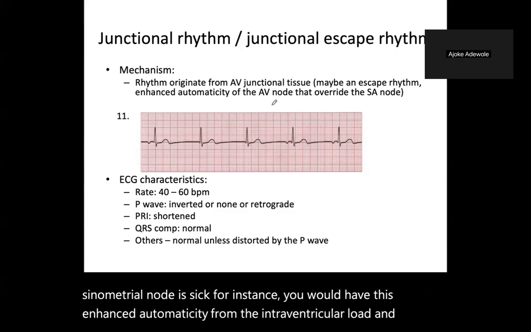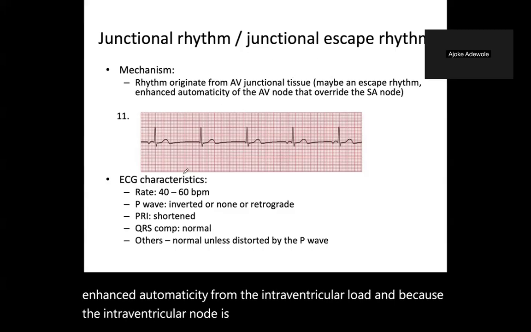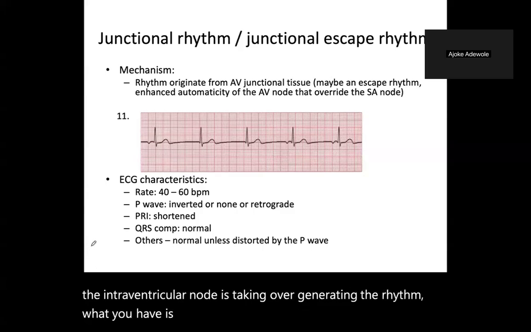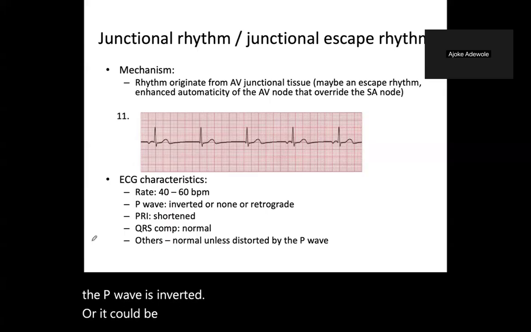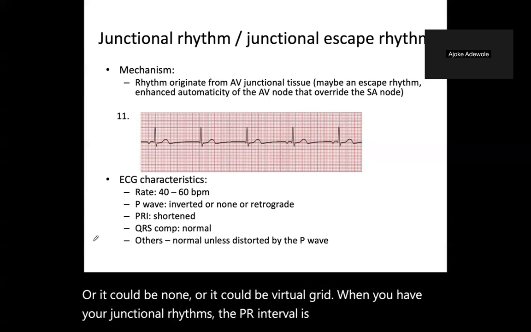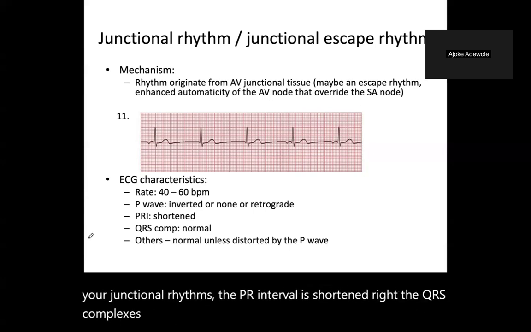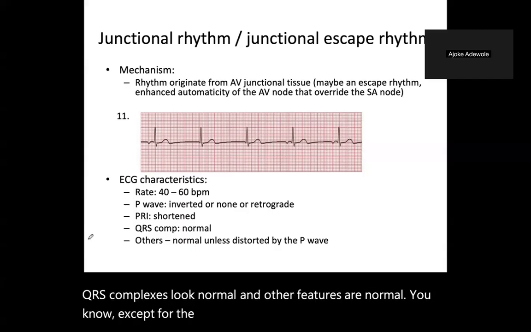And because the atrioventricular node is taking over generating the rhythm, what you'll have is a slower rhythm, about 40 to 60. And then the P wave is inverted, or it could be retrograde when you have your junctional rhythms. The PR interval is shortened, right? The QRS complexes look normal, and other features are normal, except for the distorted P wave, which can be inverted, retrograde, and the rest.